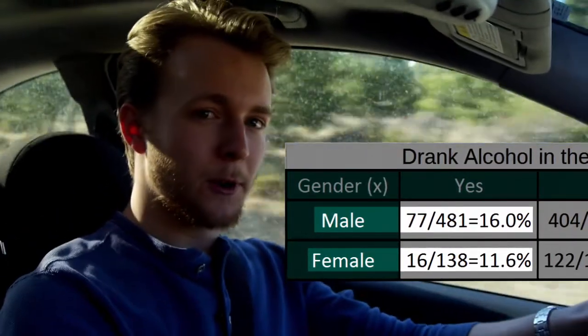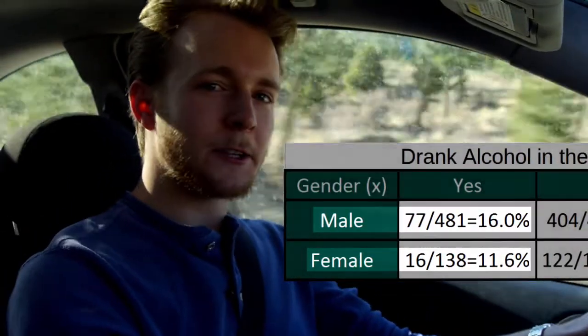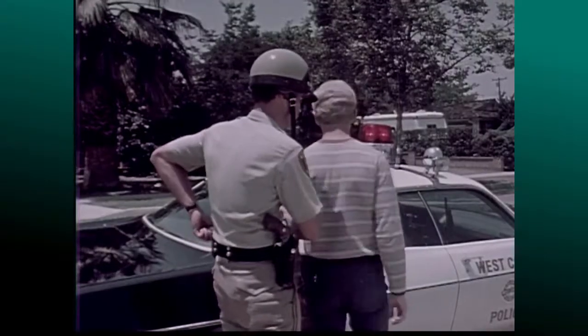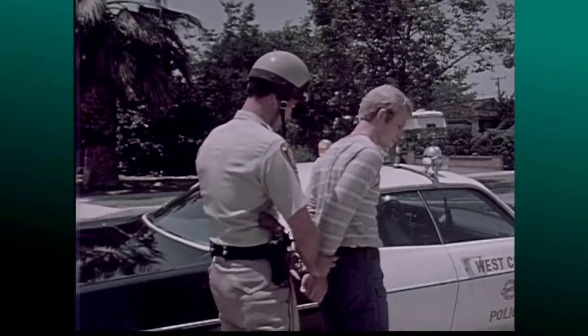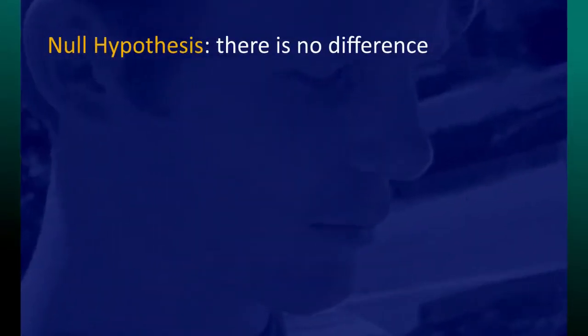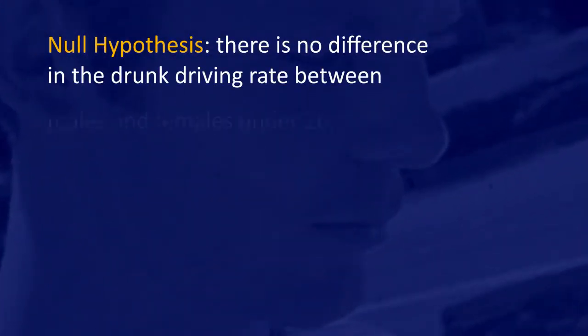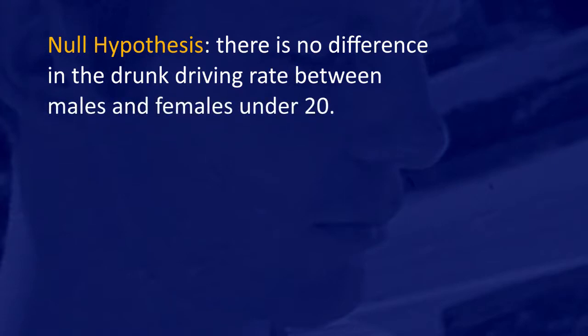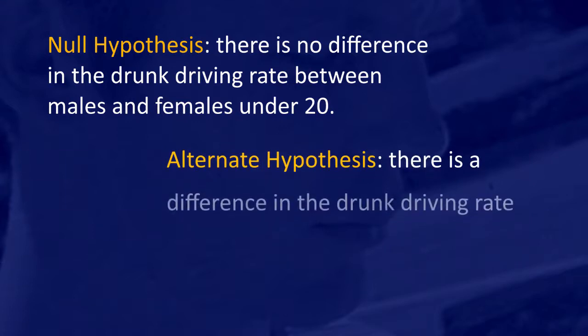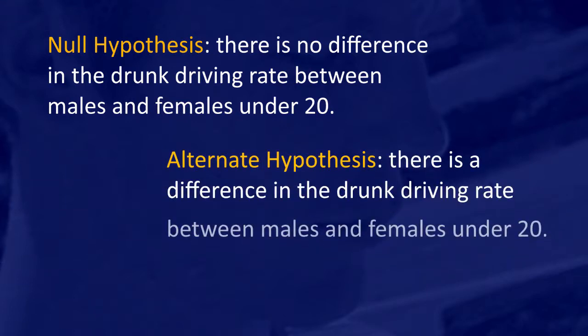Our data, in other words, provides some evidence that drunk driving is related to gender. However, this in itself is not enough to conclude that such a relationship exists in a larger population of drivers under 20. We need to further investigate the data and decide between the following 2 points of view: that there is no difference in the drunk driving rate between males and females under 20, our null hypothesis, or that there is a difference in the drunk driving rate between males and females under 20, our alternate hypothesis.